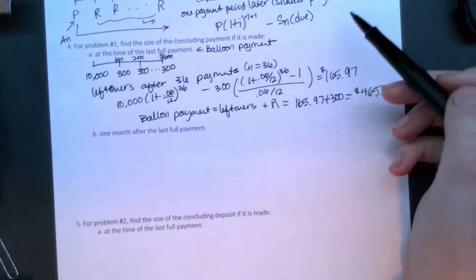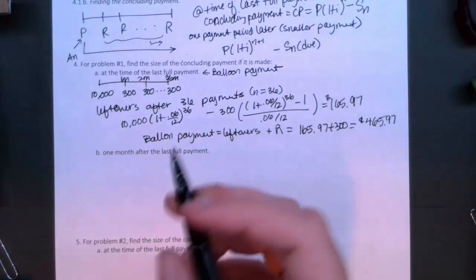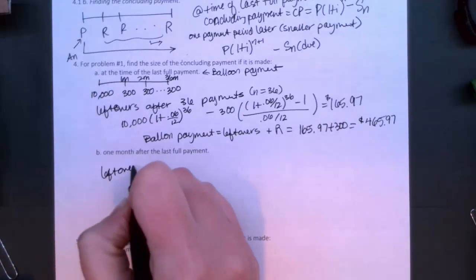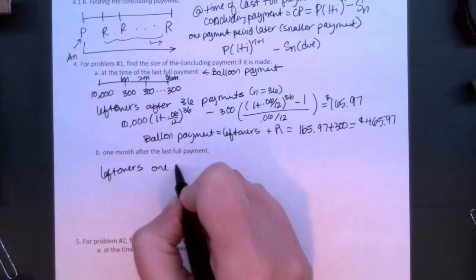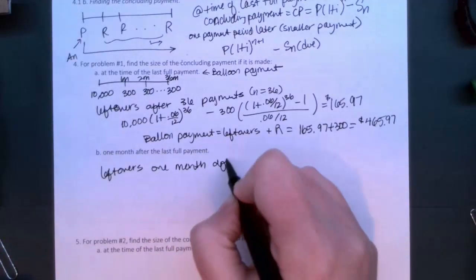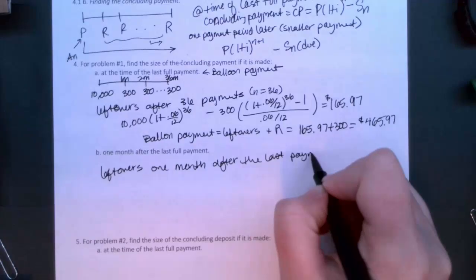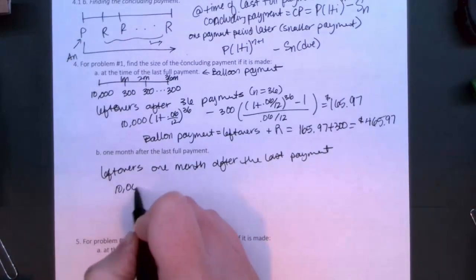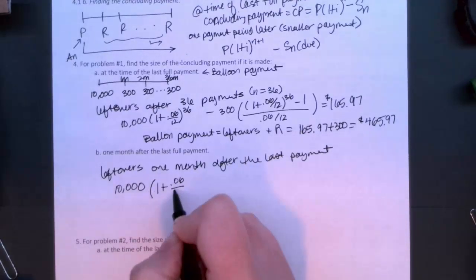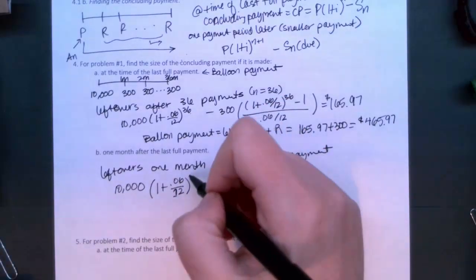Okay? But again, I'm going to use the new payment, or the new formula from up here, this one, just to make sure that we see it. Okay, so it's going to be the leftovers, 1 month, so that's our payment period, the month, after the last payment. So it's the same formula, real similar. So I have 10,000, and then 1 plus 0.06 over 12. Instead of 36, we're going to use 37.